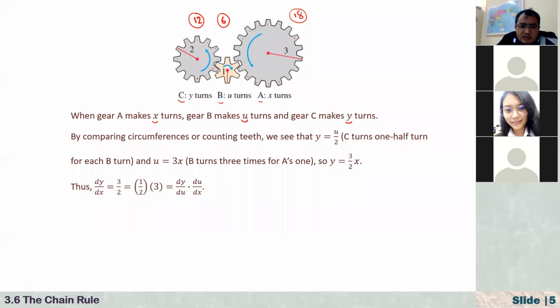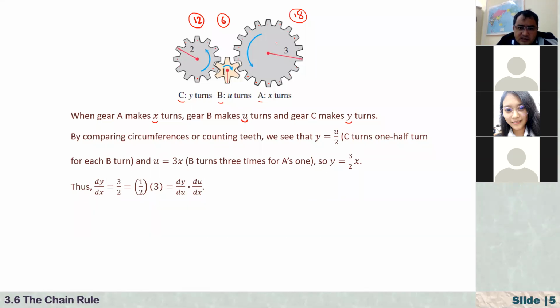It means that C turns 1/2 turn for each B turn, as you see here, this is 12, right? Then when U turns 1 time, a complete revolution, how about Y? Y turns only half. That means that the rate of change of Y with respect to U is just 1 over 2. And how about this X?